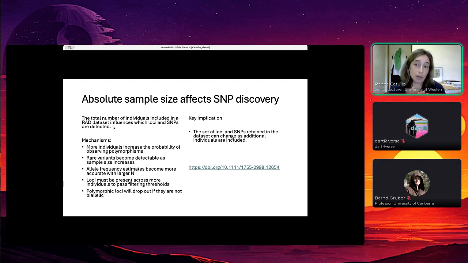So the first thing we have to talk about is that absolute sample size affects SNP discovery. So the number of individuals included in a data set influences which loci and SNPs are detected. And this can be up and down. So more individuals increase the probability of finding loci with rare polymorphisms, which are important to conservation genetics. And so we get that increase with sample size. We get improved estimation of allele frequency. We get more confident in our allele frequencies with larger N's.